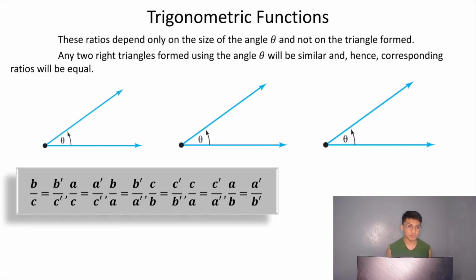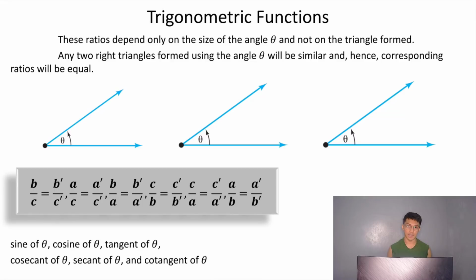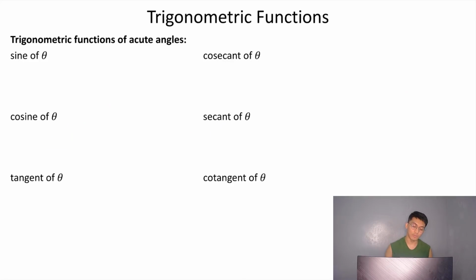So, we have names for these ratios. Tinatawag natin as the sine of theta, cosine of theta, tangent of theta, cosecant of theta, secant of theta, and cotangent of theta. Now, etong 6 na to, ito yung tinatawag natin as the trigonometric functions. Trigonometric functions of acute angles.